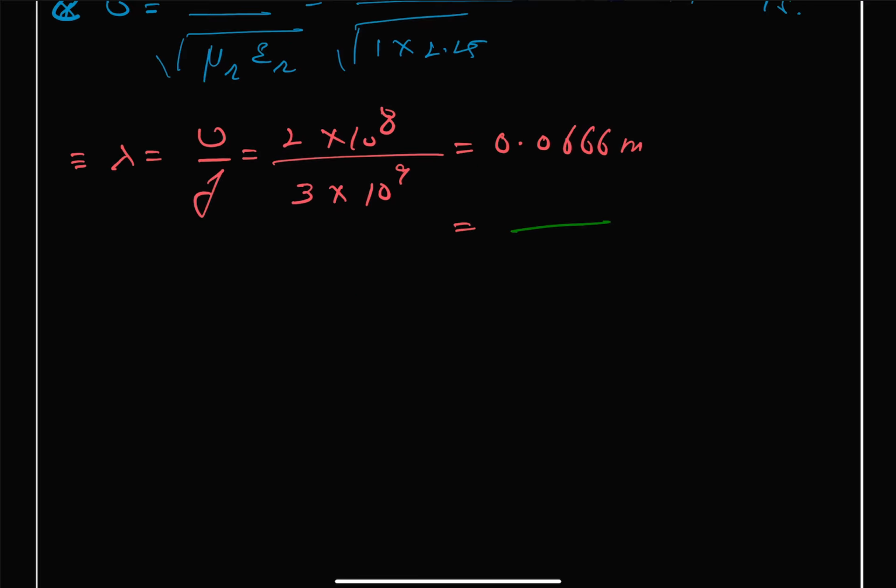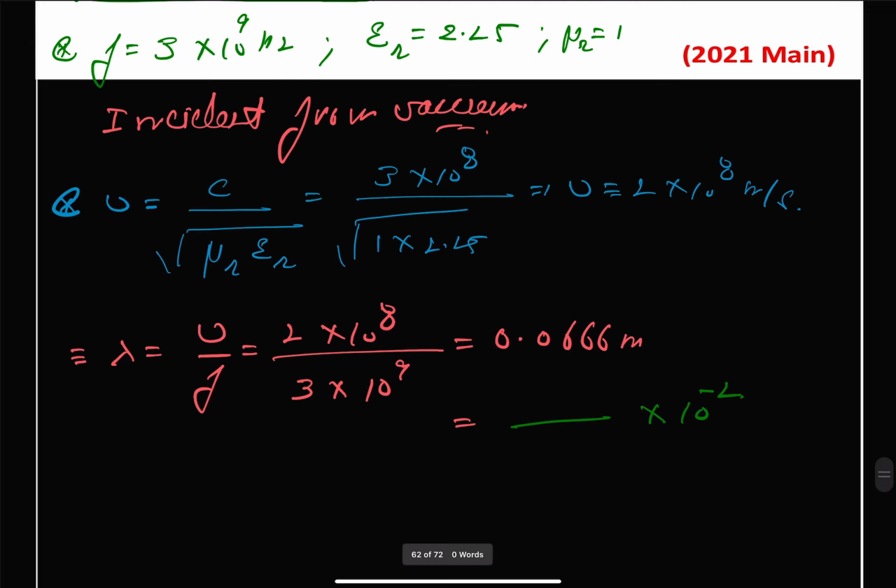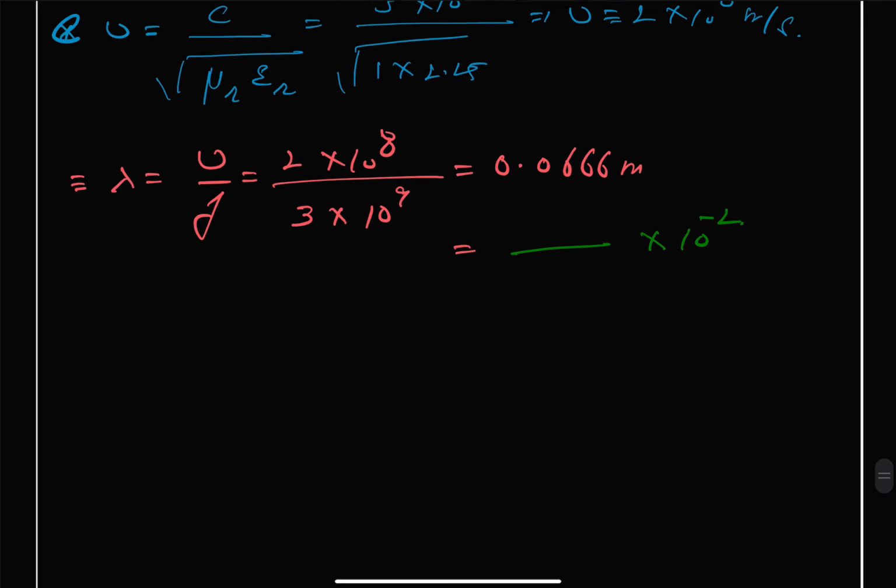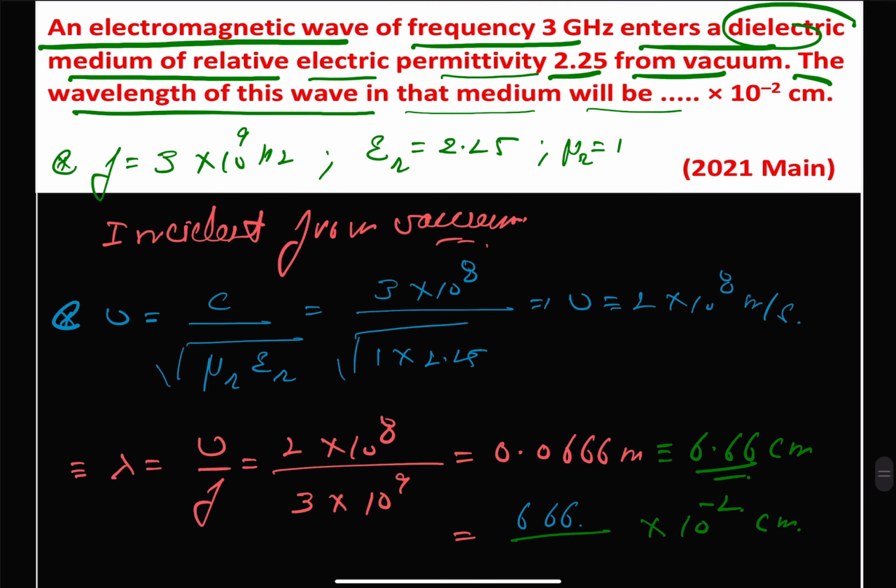So this is into 10 to the power minus 2, and it is in centimeters. Okay, so this is in centimeters. So we can write that this will be equal to 6.66 centimeters, and with respect to this 10 to the power minus 2, this will be coming as 666. So the answer will be 666 into 10 to the power minus 2.